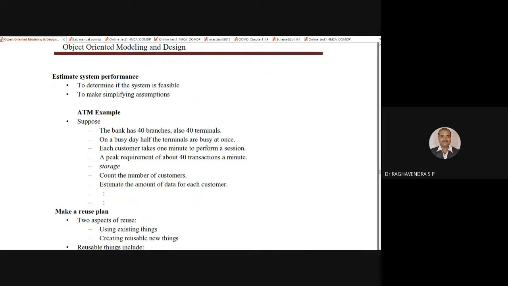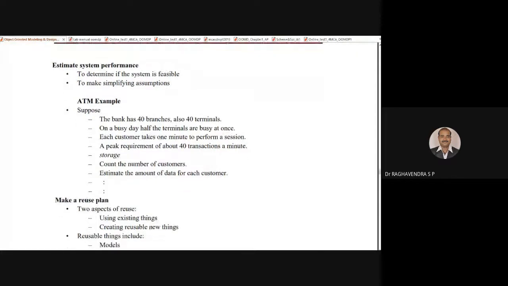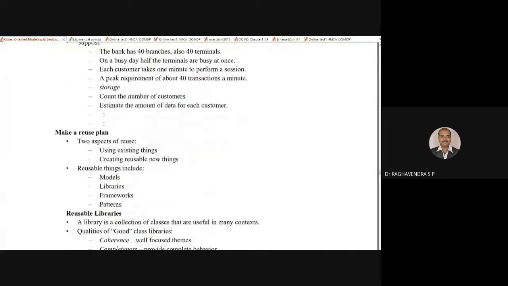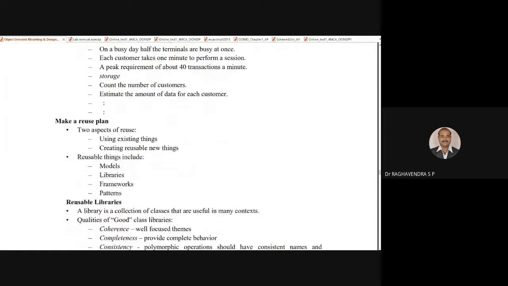Next, we have to make a reuse plan. Make a reuse plan. So what is this, reusability? Reusability is an immediate concept of inheritance and generalization, because those are concepts which are already there, we are going to reuse them. So that is called reusability.